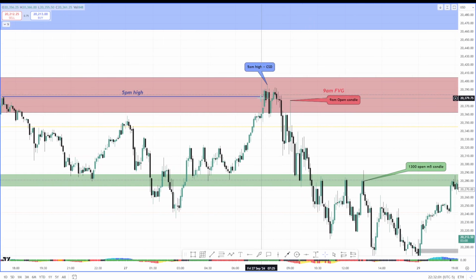And after it runs this high, it doesn't displace through it. It runs it, rejects, doesn't close higher, displaces, immediate rebalance, and just builds orders short until it finally really makes a move and displaces for a sell model.